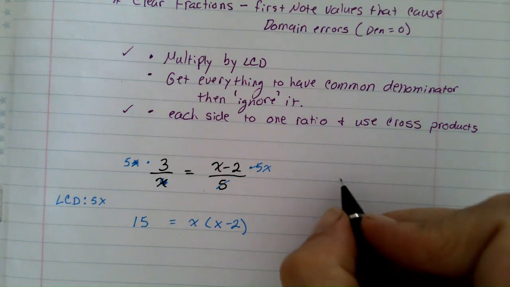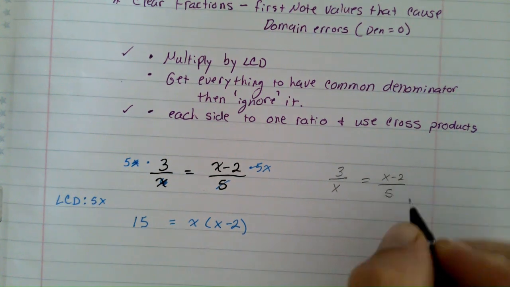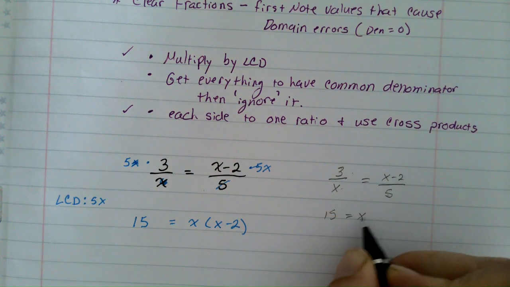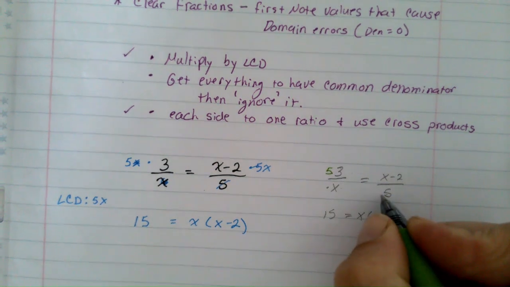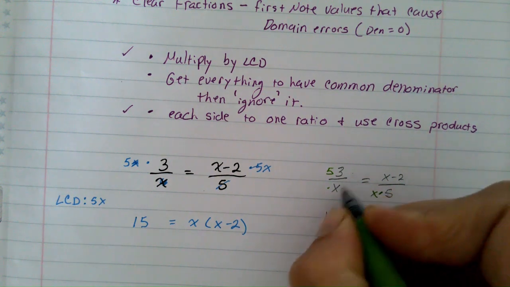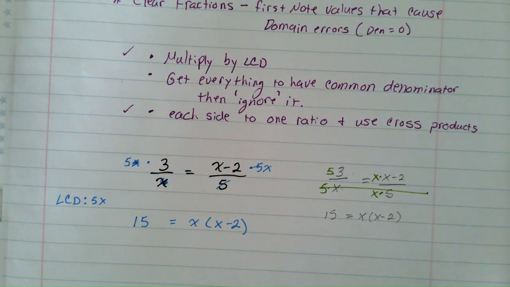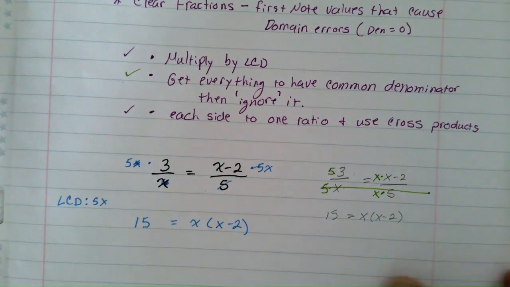Okay, if I rewrite that, the problem was 3 over x equals x minus 2 over 5. If I look at that cross products, 3 times 5 is 15, and x times x minus 2. There's that cross products version. Or if we get everything to the same common denominator, times 5 times x, and then ignore it, all three methods we're getting 15 equals x times x minus 2. So all three methods are going to work for you. It's just a matter of which way your brain is happiest.